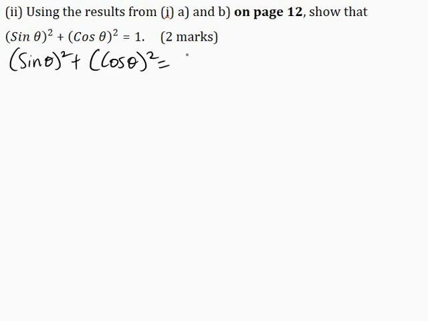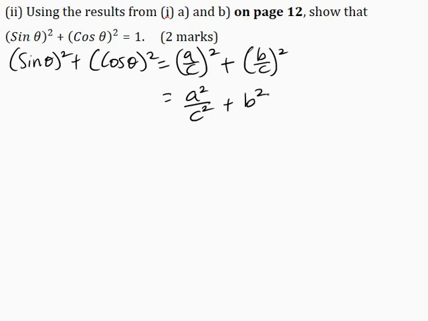Sine theta is A over C and this will be squared, and cos theta is B over C and this will also be squared. Now, by the laws of indices, these can be expressed as A squared over C squared plus B squared over C squared. Notice here that the denominators are the same, so this can simplify to be A squared plus B squared all over C squared, and I'll call this equation 1.